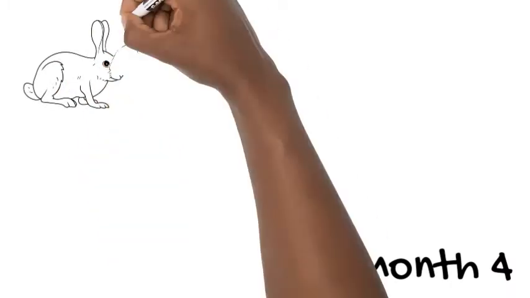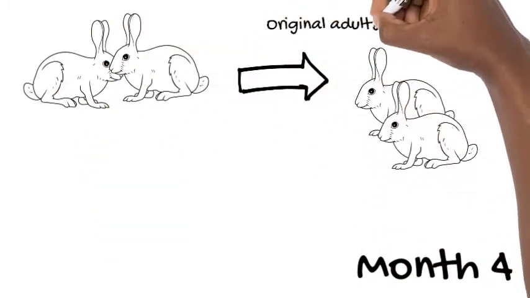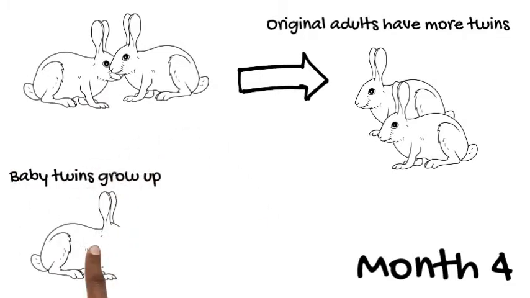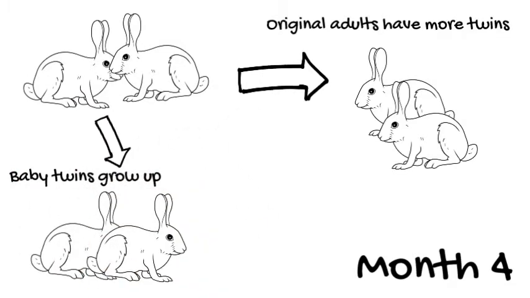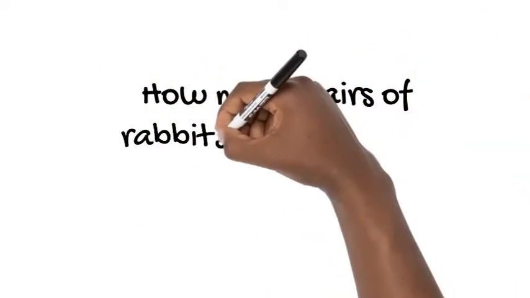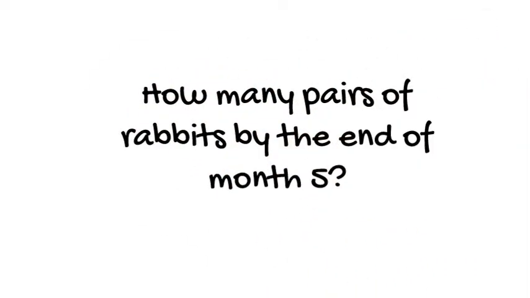In month 4, the original adults have another set of twins. The first set of twins are now grown up. Now we have 2 adult pairs and 1 baby pair. 3 pairs of rabbits. Is your head spinning yet? Using this pattern, how many pairs of rabbits are there by the end of the 5th month? Press pause here to try and figure it out. Drawing the rabbits may help.